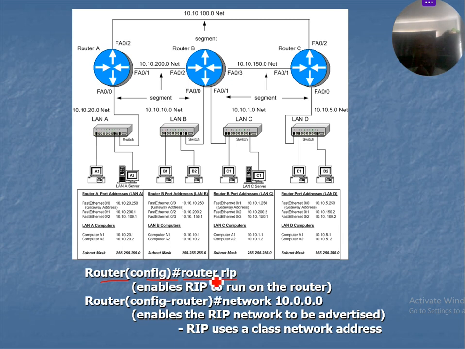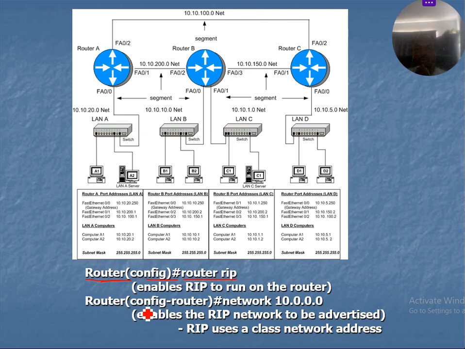So by saying router config # router rip, you are simply saying that RIP should be enabled to run on the router. This command means that the computer should allow the RIP protocol to run on the router. That's the first one you type.